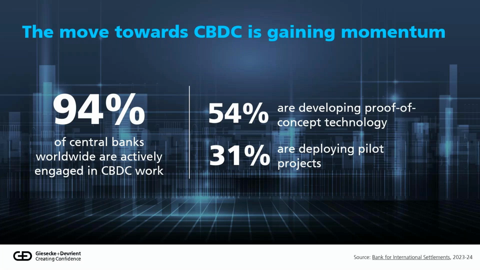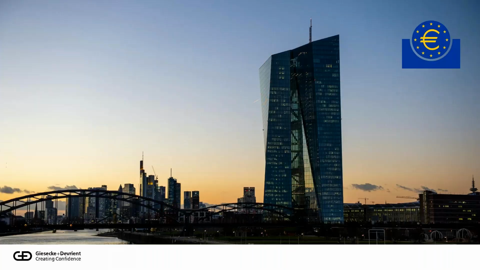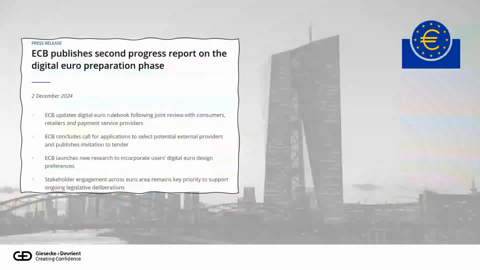So in the European Union, 13 million adults face financial exclusion. In the Nordic countries, this is a very low rate, but in some countries in Eastern Europe, the rate is somewhere around 20 to 30%. So it's a problem that applies to pretty much every country. And if you've been following the news, you might have also heard something from the European Central Bank. Just last week, the ECB published a second progress report on the digital euro preparation phase. So they are going full steam ahead with the digital euro, which would be the Eurozone's CBDC.